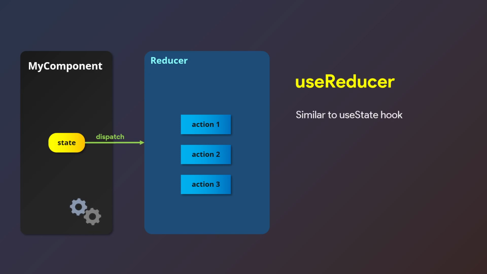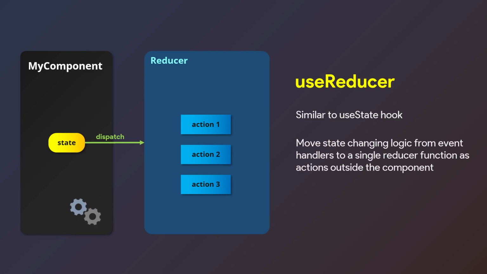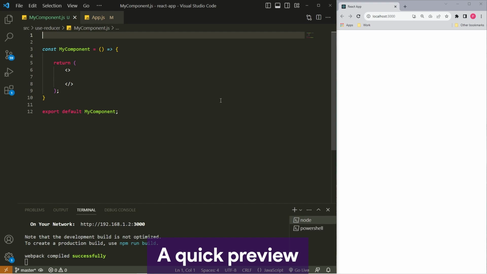It is pretty much similar to the useState hook. It moves the state changing logic from event handlers to a single reducer function as actions outside of the component. This increases the clarity and readability inside the components. Let's now see how we can use the useReducer hook inside our components. Don't worry too much about the syntax, we will talk about it in the next section.